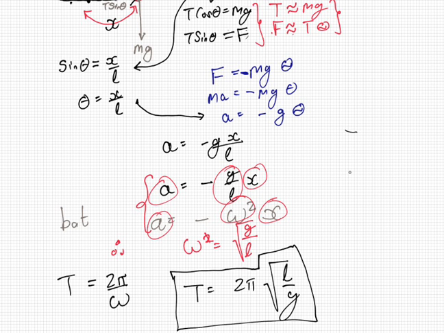This formula is for the pendulum. 2 seconds. This pendulum, 2 seconds. Good. Now, make the length half a meter. Should the time go up or go down? 1.4 seconds. Okay.